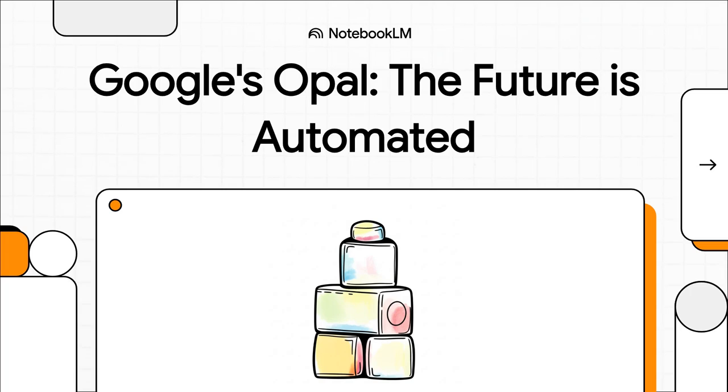Welcome to The Explainer. Today, we're looking at something from Google that might just change the game when it comes to AI and automation. It's called Opal, and if you listen to the early feedback, this could be the tool that finally delivers on that big promise of making our lives a whole lot simpler.